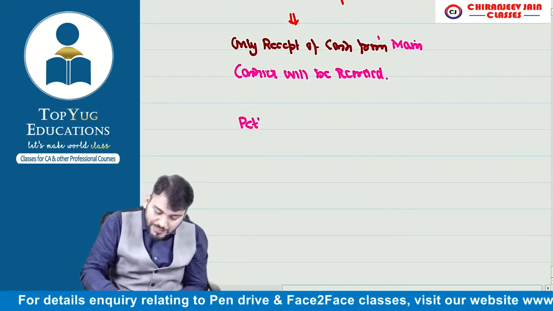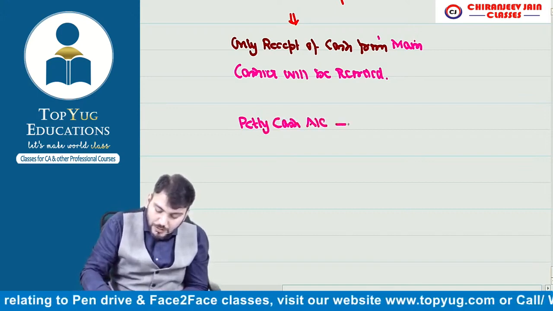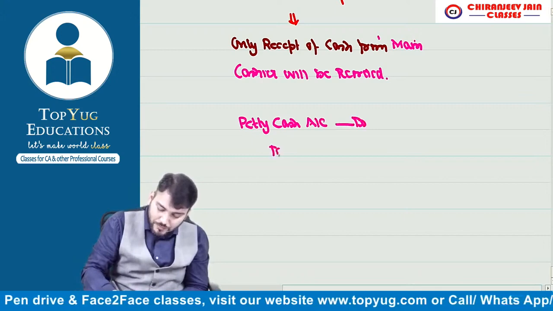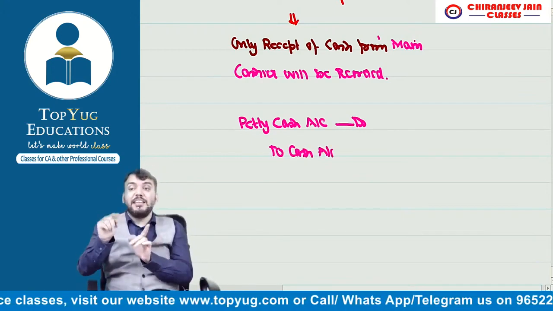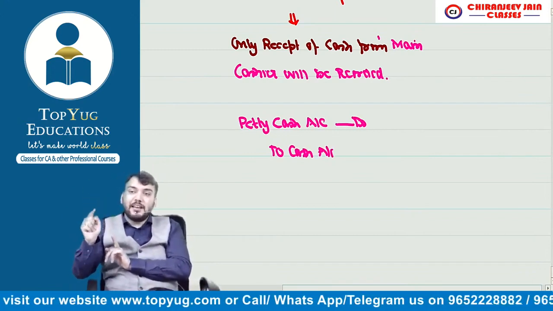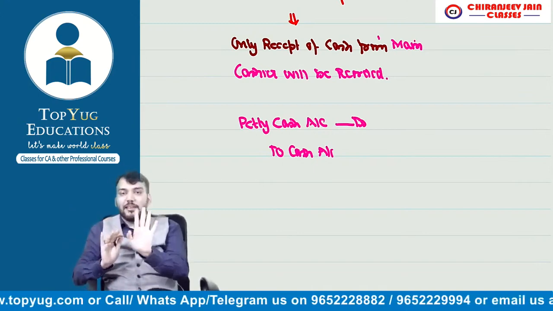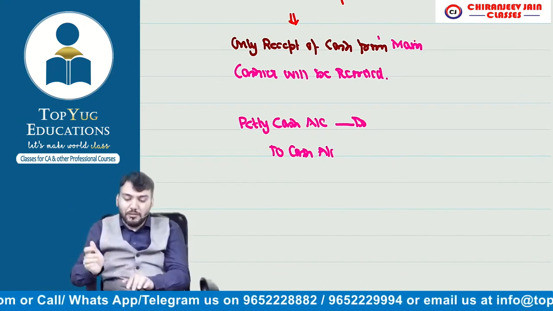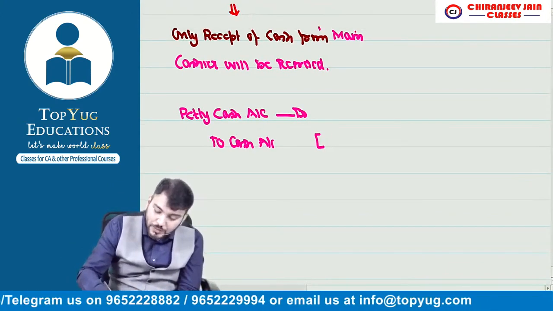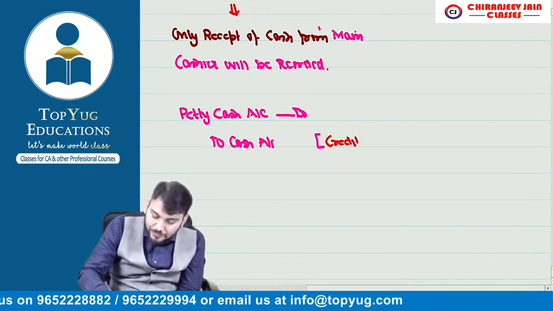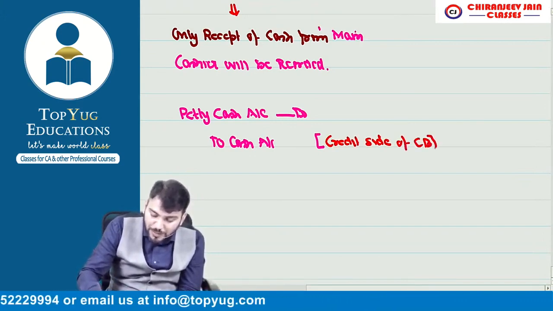Journal entry क्या होगा? Petty cash will increase, petty cash account debit to cash account. तो cash account represents cash balance with main cashier. Petty cash account represents cash balance with petty cashier. Means there will be two cash accounts now, petty cash account and cash account. So can I say this will be recorded in cash book? So this will be recorded in credit side of cash book क्योंकि पेमेंट हो रहा है.